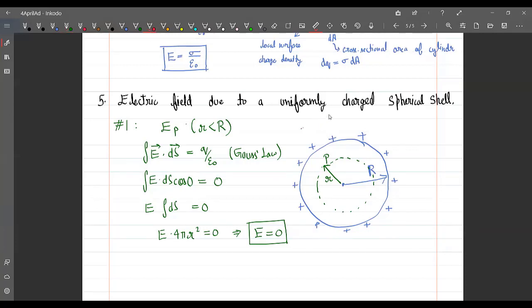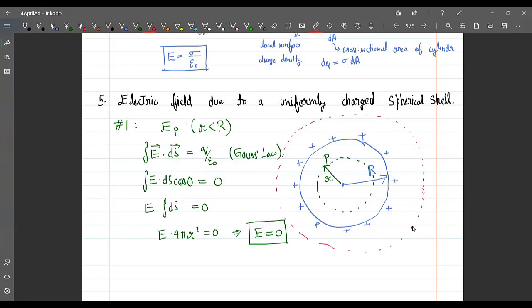Sir, the shell is a conductor. It can also be an insulator. Then also it will be 0 if it is uniformly distributed. And even if it is non-uniformly distributed, you draw the Gaussian surface, you will find that there is no charge inside, so electric field will be 0. So it doesn't matter if it is conducting or non-conducting, electric field inside will always be 0.